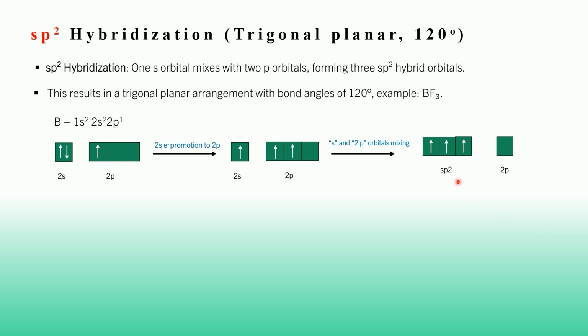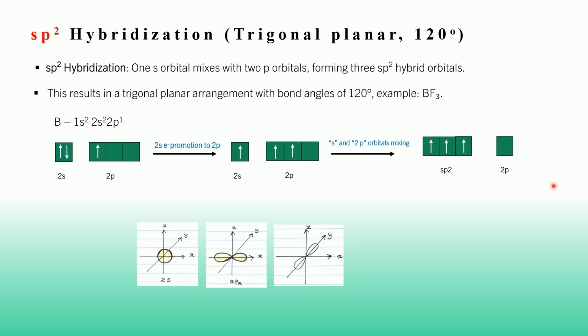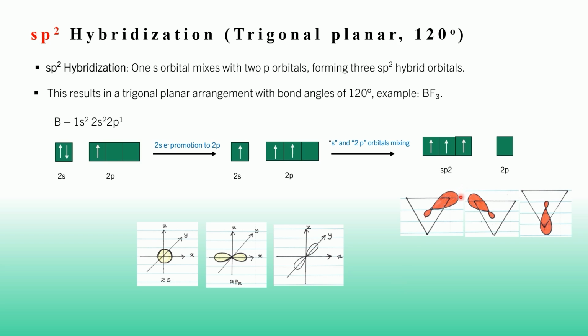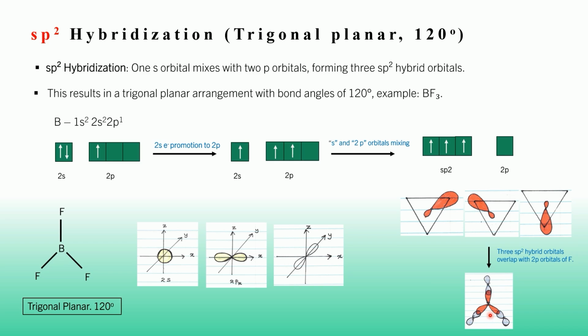These sp2 hybridized orbitals are now on the boron atom. Initially the s orbital and then 2 p orbitals, px and py, combine to form hybridized orbitals. Hybridized orbitals are on 3 corners of an equilateral triangle. These 3 sp2 hybridized orbitals on boron then overlap with 2p orbitals of fluorines. Then they form BF3, trigonal planar with a bond angle of 120 degrees.